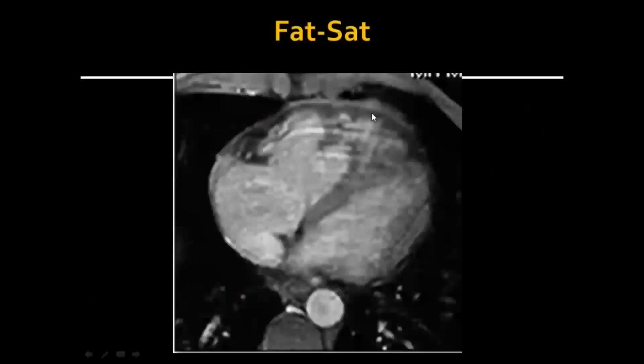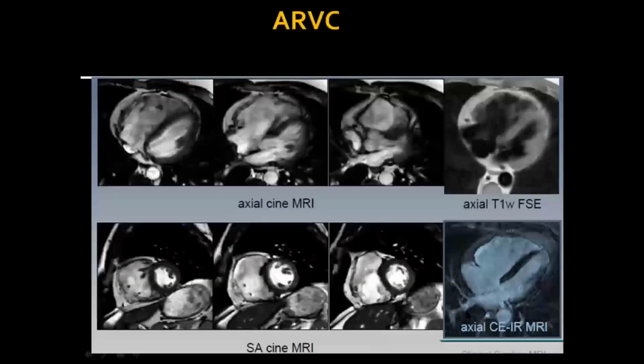And this is a fat saturation. There's fat, you see black here. We saturated, so it's black now. Before, it was white, or it was increased signal. And on delayed enhancement, hyper-enhancement, you see there's a fibrosis. So there's a fibrofatty infiltration into the RV. But most importantly is not the fibrofatty infiltration.